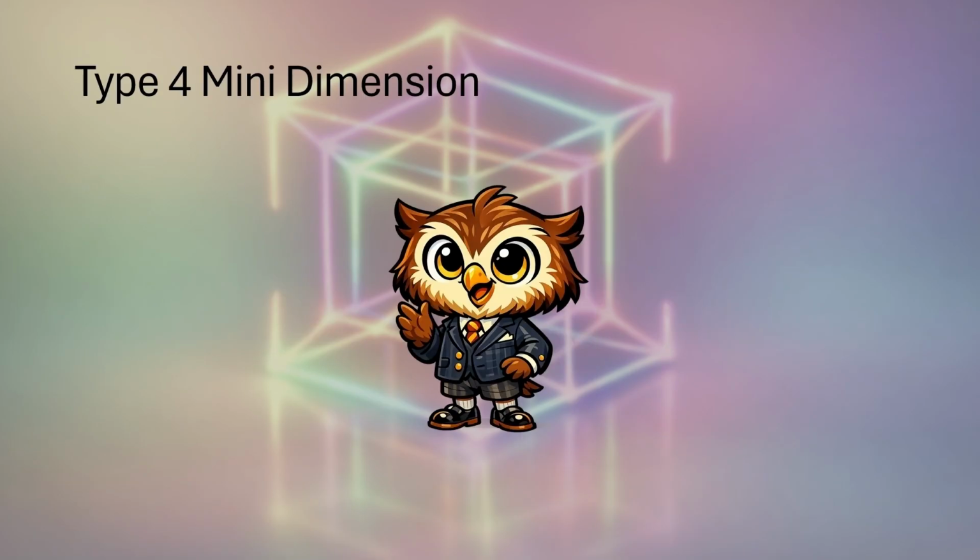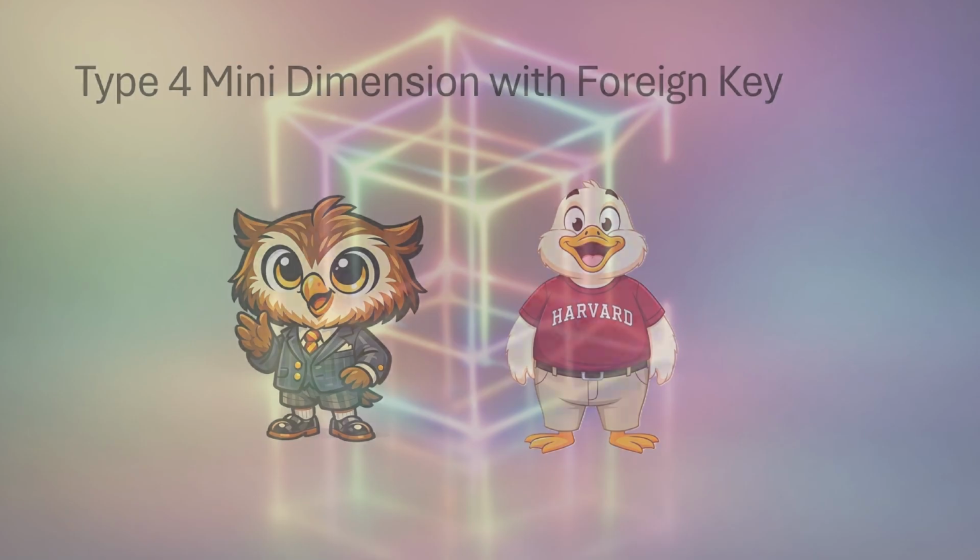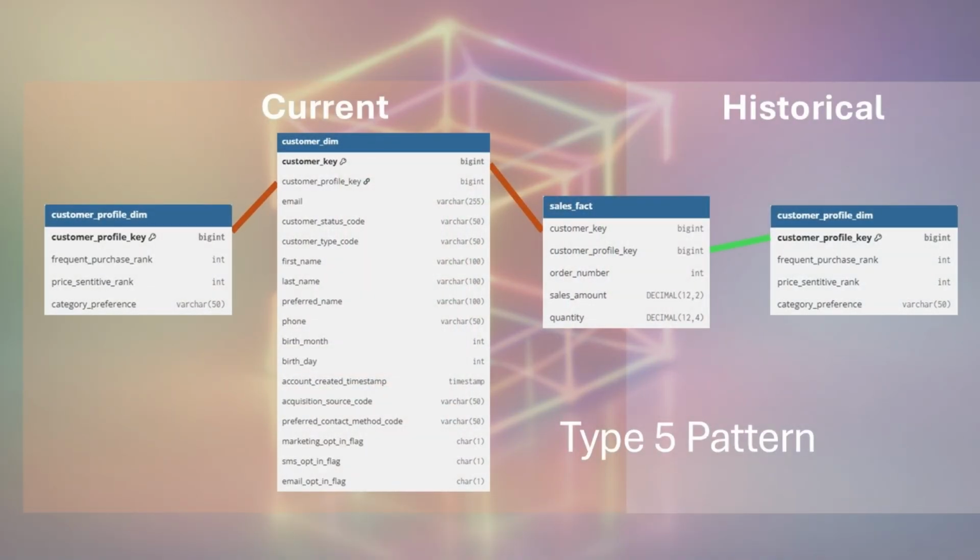To summarize, Type 4 is a mini dimension. It's used to simplify analysis through grouping. Type 4 with a foreign key is used to support ETL, simplifies key management, and does not change query behavior. However, Type 5 builds on Type 4 and adds a current access path. And the key idea is you have two paths. Through the fact, you get the historical truth, and through the dimension, you get the current truth. That distinction is the entire point of Type 5.